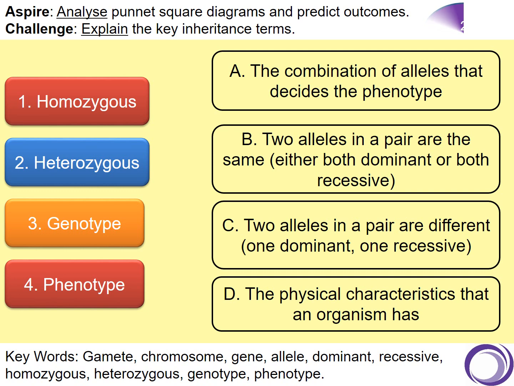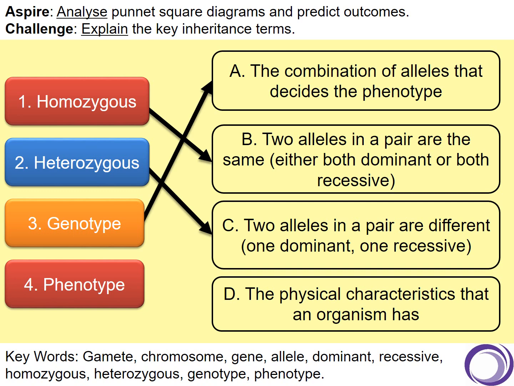Okay, just finish off then. And you're probably done. So, homozygous then. Homozygous, two alleles in a pair that are the same. They're either both dominant or both recessive. Heterozygous, C, two alleles in a pair are different. So one's dominant and one's recessive, which would be written as one capital letter, one lowercase letter, whereas the homozygous would either be two capitals or two lowercase.